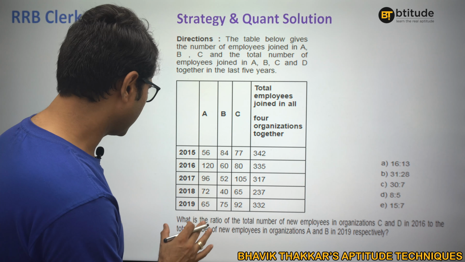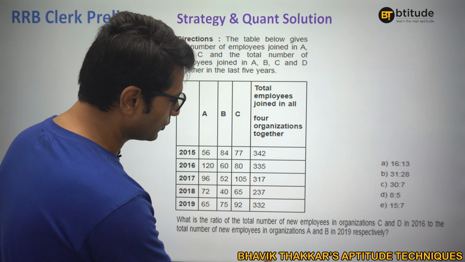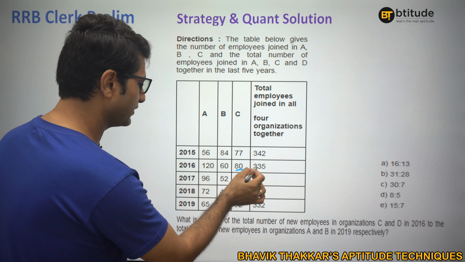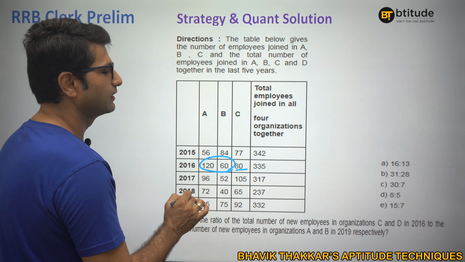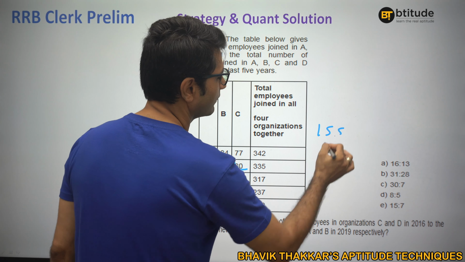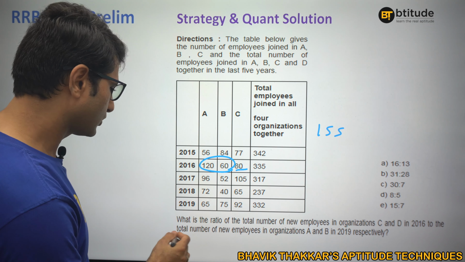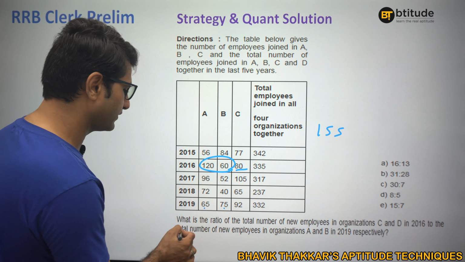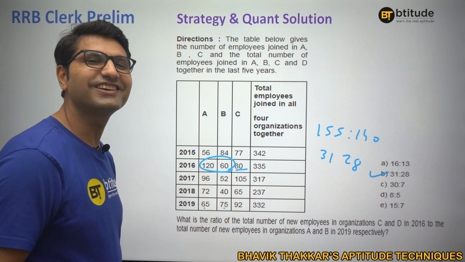Okay, same data. What is the ratio of total number of new employees in C and D in 2016? C and D, that means 335 minus 180, 155. To the total number of new employees in A and B in 2019, this plus this, 140. So what is this ratio? How will I do it? 15.5 doubled is 31, 14 doubled is 28. 31 is to 28, there you go. That is the trick, right?